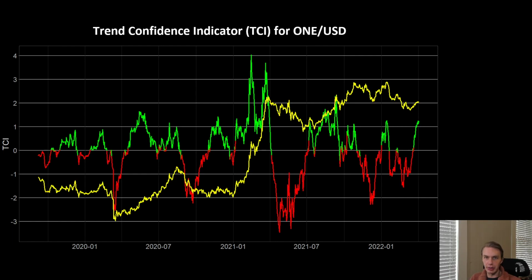Today I want to talk about Harmony and its native token ONE and what some of our indicators make of its recent price action, along with some other considerations.